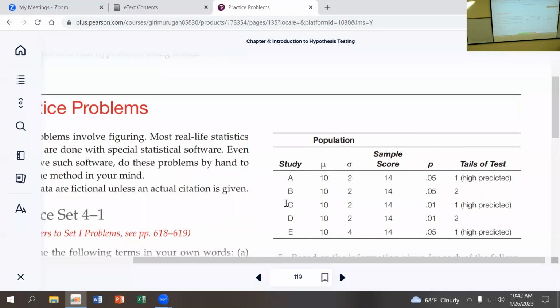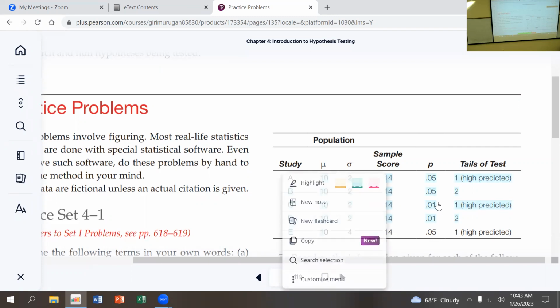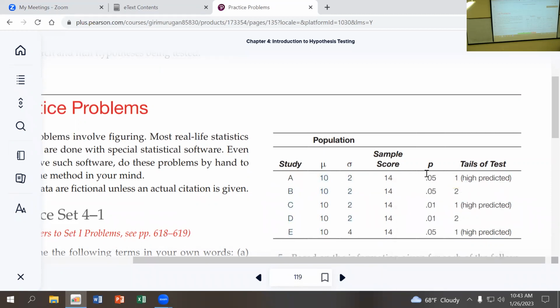So we have 5 studies, arbitrary. They are assuming a z-test. We have a mean, sigma, the standard deviation. Sample score is what you get from the sample. And they have P. Now, what I used as alpha is referred to as P here.